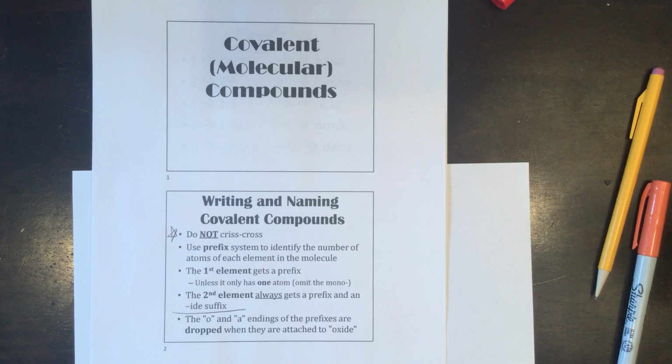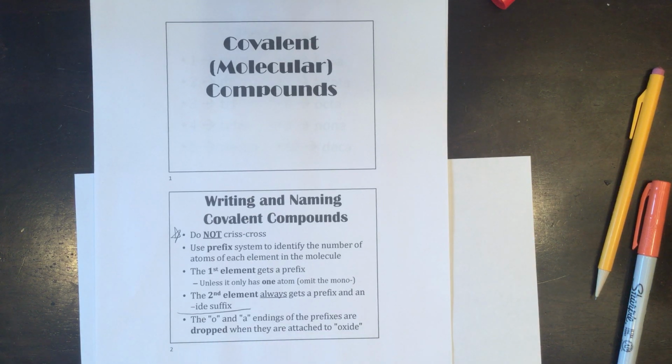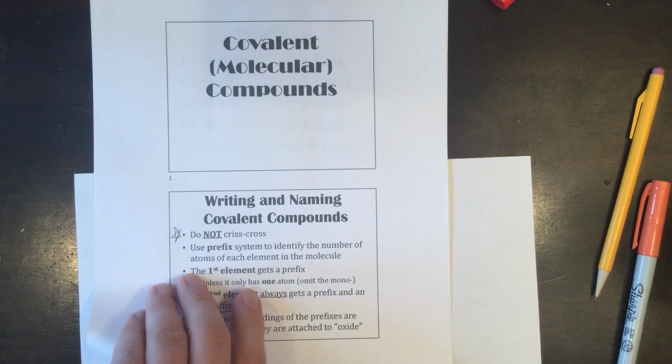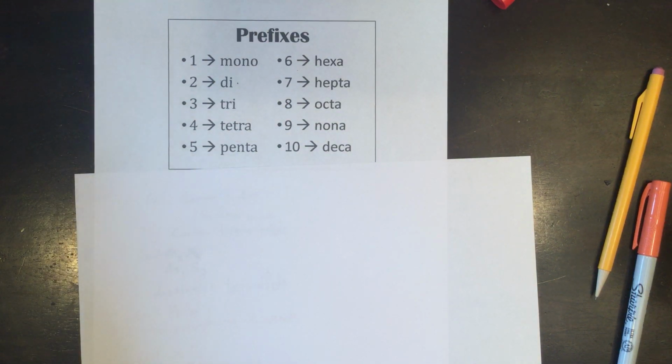So first off, we use this prefix system. First element gets a prefix unless it is only one, and we'll show an example like that. And the second one always gets a prefix, and just like ionic, we change it to IDE. This last one could be a little tricky. Okay. The O and A of the prefixes, not the oxide, are dropped when attached to oxide. Okay. Now here are our prefixes.